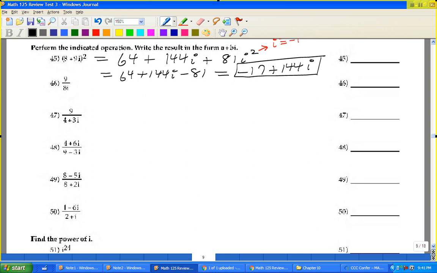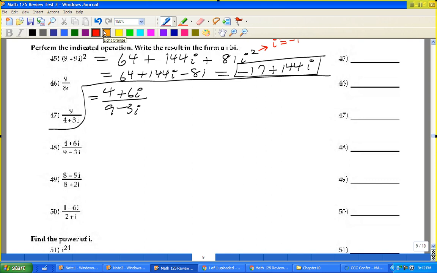I don't know. Let's try to do this, I guess. And so this will equal 4 plus 6i over 9 minus 3i. So let's multiply and divide by the conjugate of the denominator. 9 plus 3i. Let me see if I wrote something wrong.